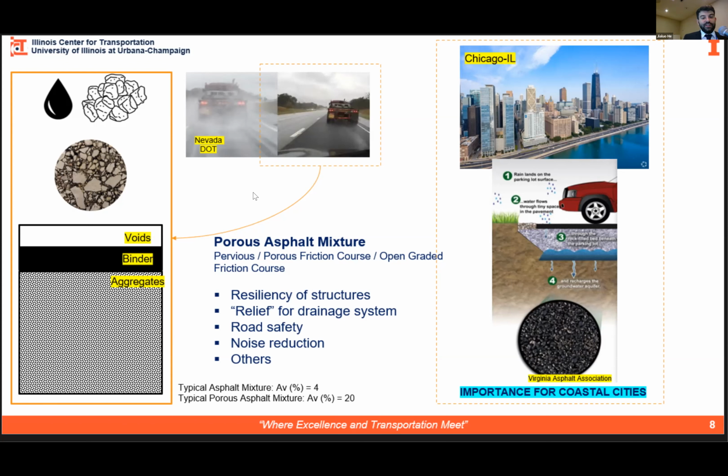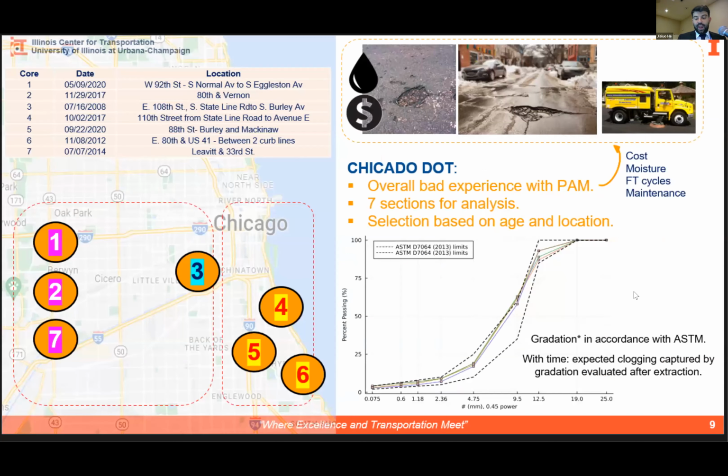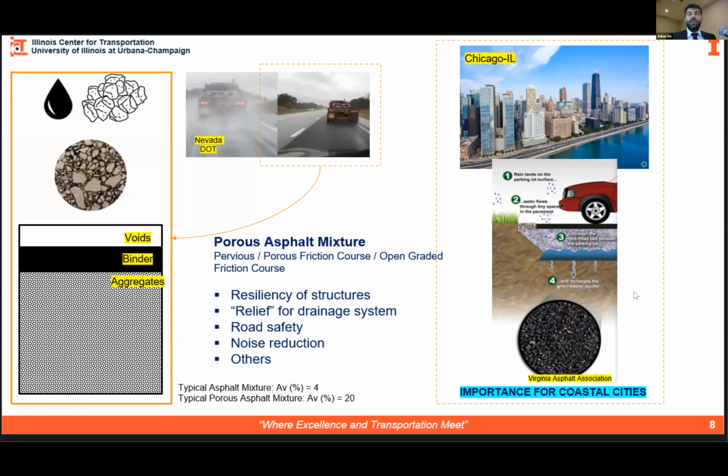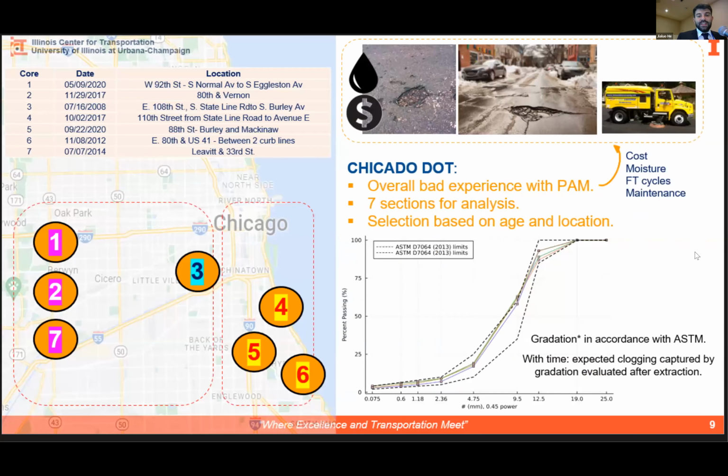Again, that void network just allows water to be driven through the road, and this is very important for any area where we might be concerned about flooding, right? If we have a concern about flooding, we want to avoid that, so we use porous asphalt to mitigate surface saturation of water. So for this study, we focus specifically on Chicago DOT, and Chicago DOT has had overall a very bad experience with porous asphalt. So when we came in and said, hey, we'd like to do a forensic study on why some of these things went wrong, they said, sure, absolutely.